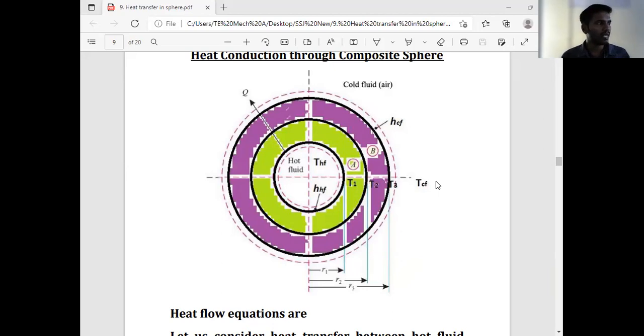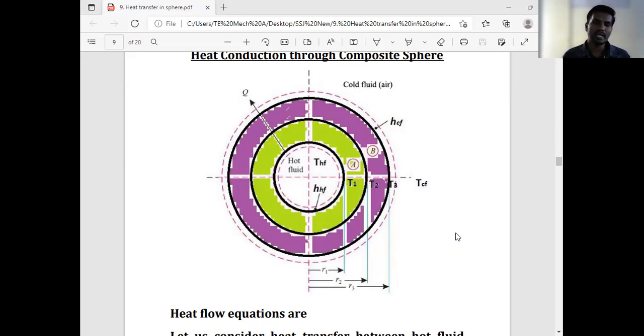Already we have derived the equation for the composite plane wall and composite cylinder. So in that manner we have to calculate the Q for the composite sphere. We have to use the equations we got, calculate the temperature difference equation from each, and add those equations. By adding them we get the value of Q.